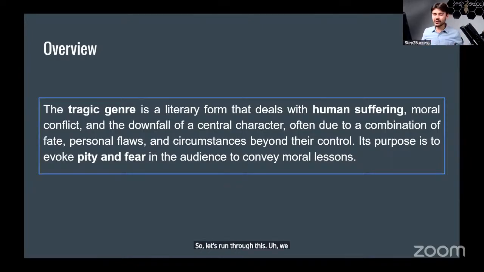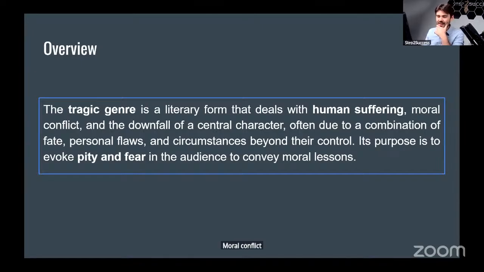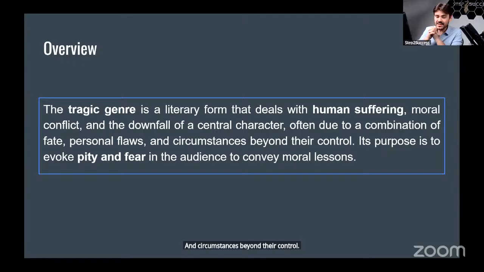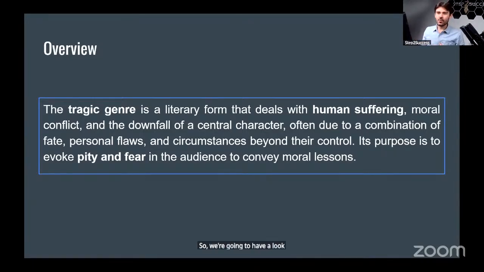We looked last week at the Gothic genre. Macbeth is a tragic play. The tragic genre is a different style of writing. So the tragic genre is a literary form that deals primarily with human suffering, moral conflict, and the downfall of a central character, often due to a combination of fate, personal flaws, and circumstances beyond their control. And its purpose is to evoke pity and fear in the audience to convey a moral lesson. So we're going to start to look and unpick what that means.